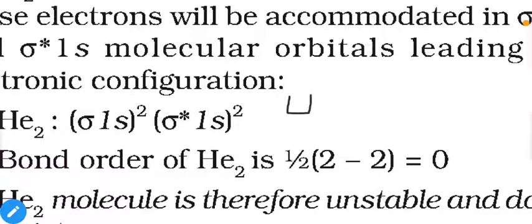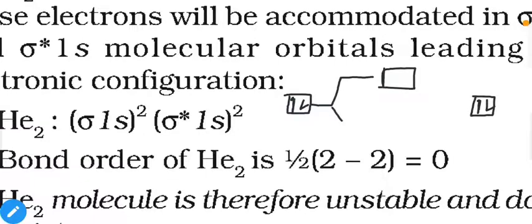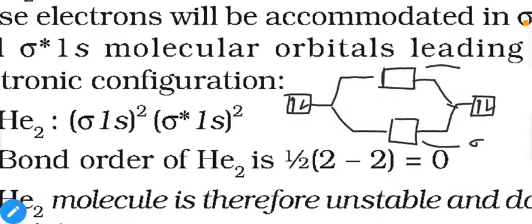Suppose here we have the 1s orbital of the first helium and here we have the 1s orbital of the second helium, and both of them contain 2 electrons like this. So when they form molecular orbitals, they will form two different molecular orbitals like this. One will be lower in energy than the atomic orbital and one will be higher in energy than the atomic orbital. So the lower energy orbital is the bonding orbital and the higher energy orbital is the anti-bonding molecular orbital.